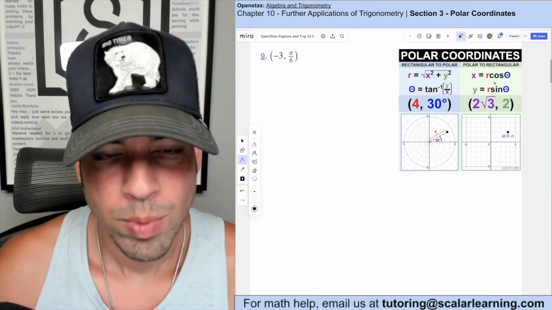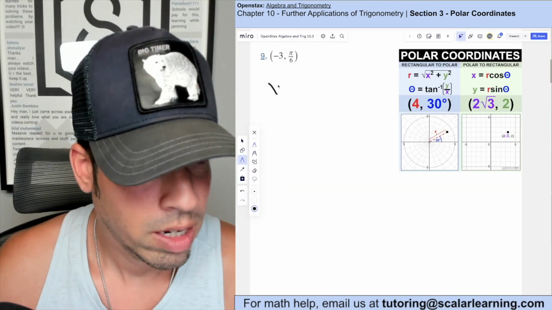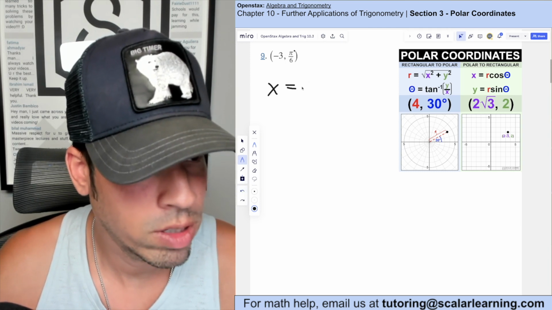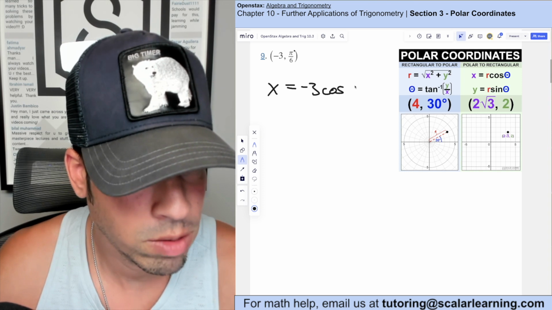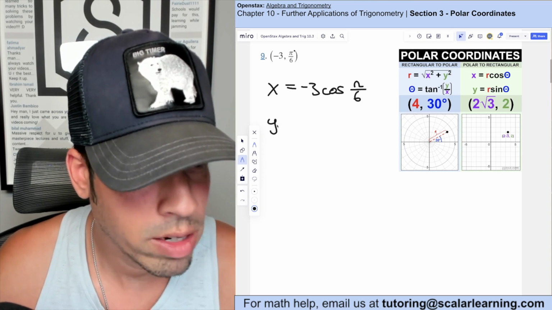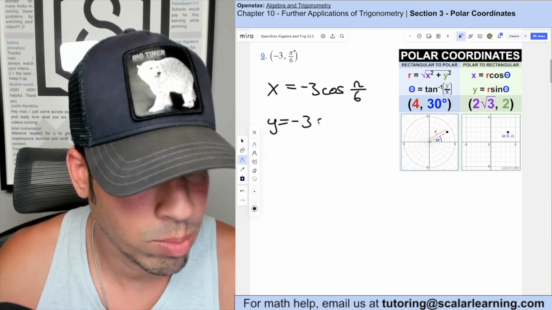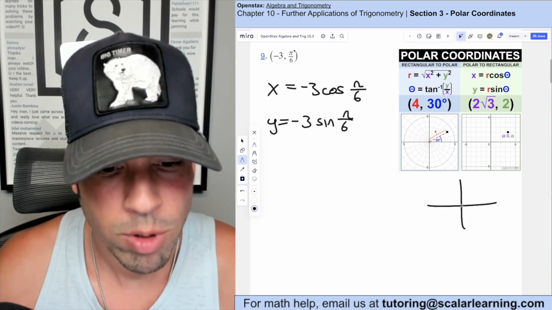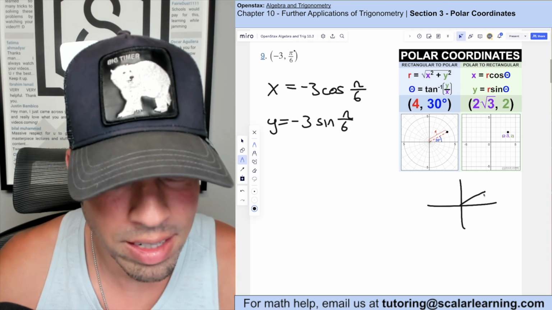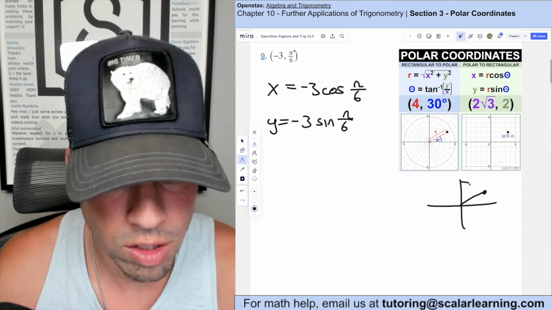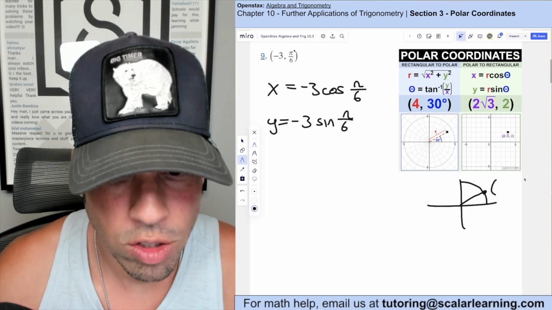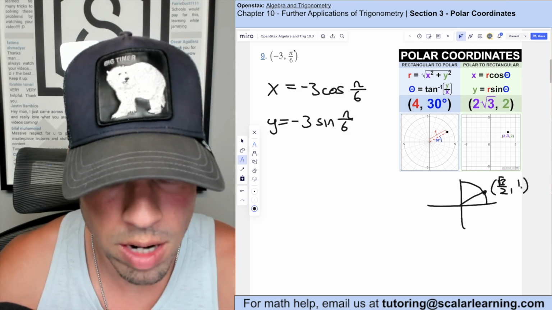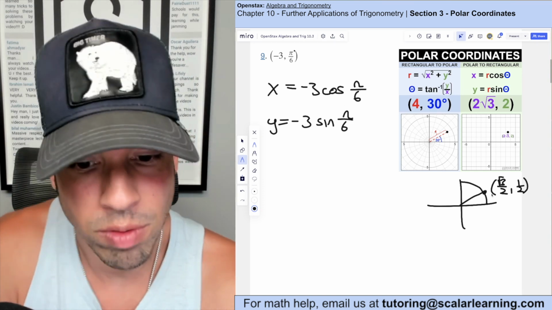Done. For this one, we're going to use this infographic here, and we're going to say x is equal to r times cosine of theta. The r value is the -3. Cosine of theta is pi/6. And the y coordinate is the same thing, r, except instead of cosine, we have sine, -3 times sine of pi/6. Now, if we remember on the unit circle, pi/6 is right here on that unit circle. And the coordinate on the unit circle is rad 3 over 2 comma 1/2, okay? But you can check the unit circle if you forget that.